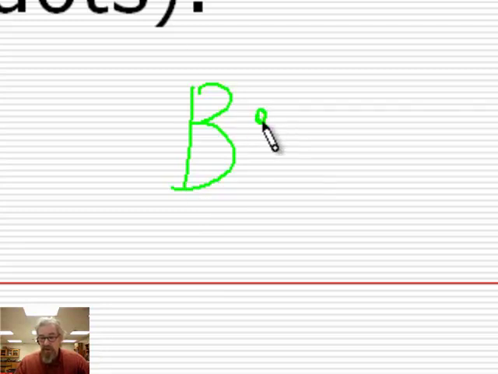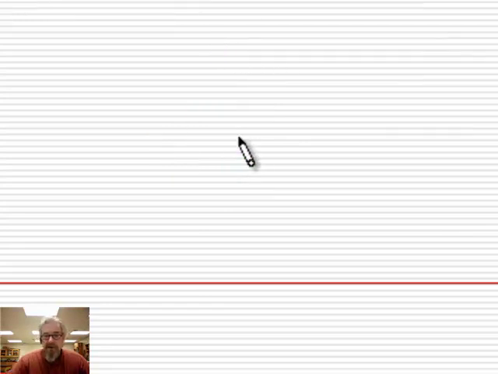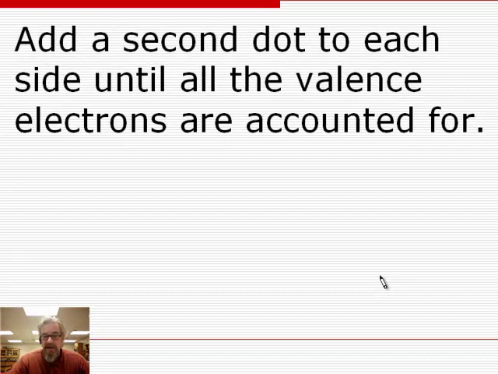So I put 1 on one side, switch to a different side, put a second dot there, switch to a third side and put a dot there, and that's all the dots I need. And then the next step is, if you need to, add a second dot to each side until all the valence electrons are accounted for.